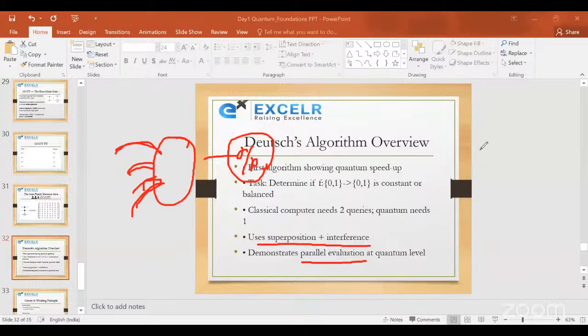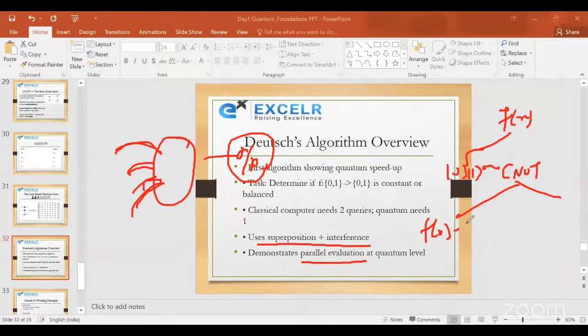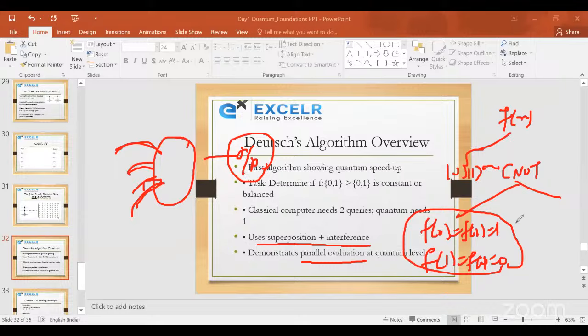I'm not going into the mathematical detail because you can follow the mathematics from the books. The mathematics is like that: we perform f(x) for 0 and 1. Then we perform the CNOT gate, that is the oracle. Then it divides into two cases: either f(0) equals f(1) equals 1, or f(1) equals f(0) equals 0. This is the constant case. We put these values in, then we follow the results.